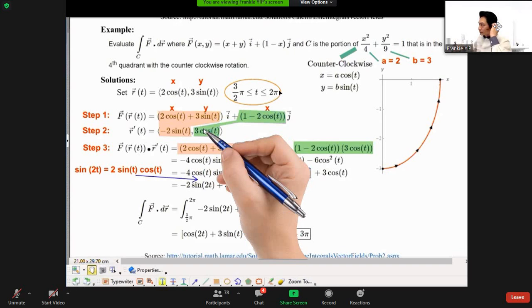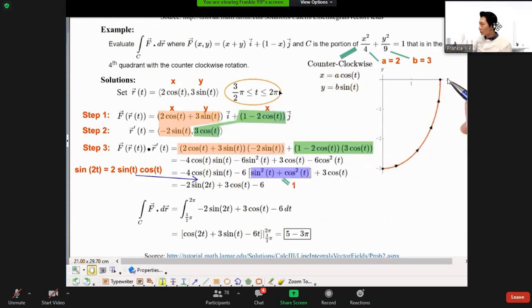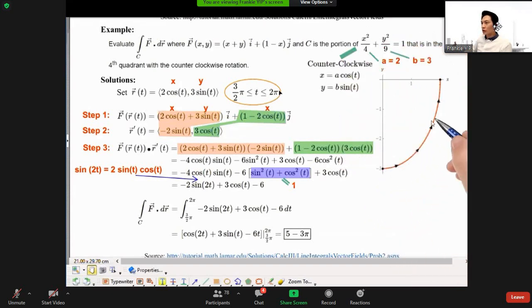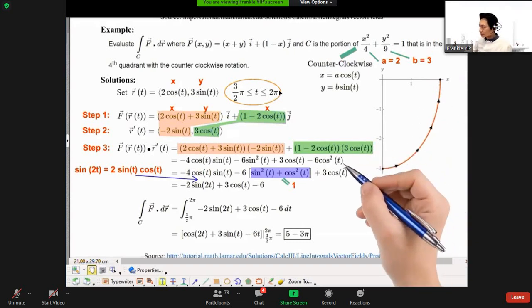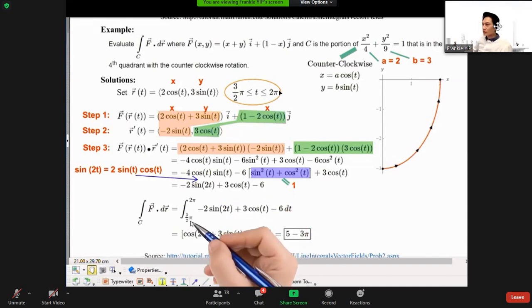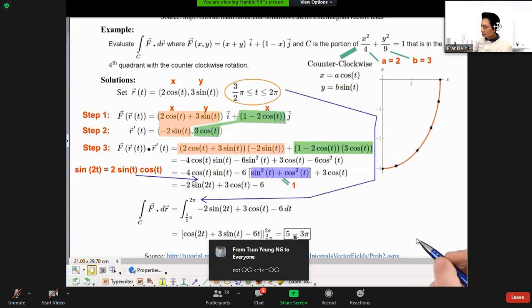Because for clockwise rotation from here up to here, a period of t should be from 0 to 2 pi. So this one is a quarter period, okay? I think it's difficult for you to know how to set the range, but you need to try. Got it? Okay, thank you.